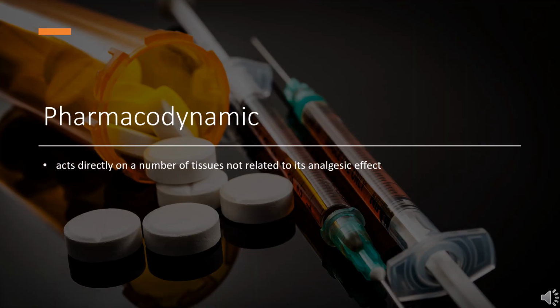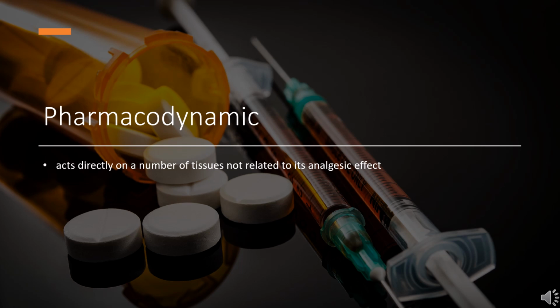Pharmacodynamics. Oxycodone acts directly on a number of tissues not related to its analgesic effect. These tissues include the respiratory center in the brainstem, the cough center in the medulla, muscles of the pupils, gastrointestinal tract, cardiovascular system, endocrine system, and immune system. Oxycodone's effect on the respiratory center is dose-dependent respiratory depression. The action on the cough center is suppression of the cough reflex.